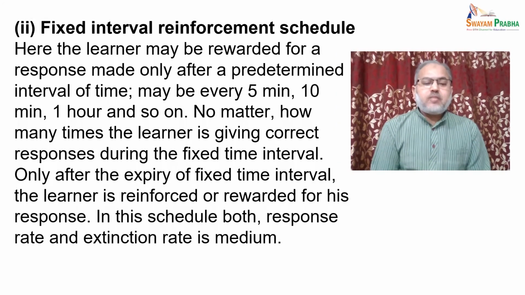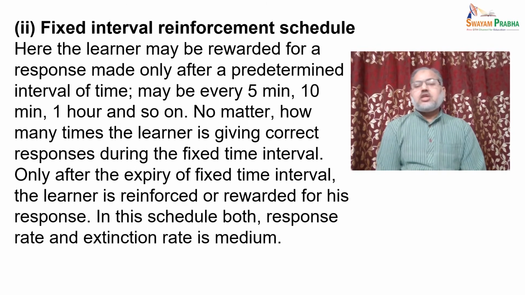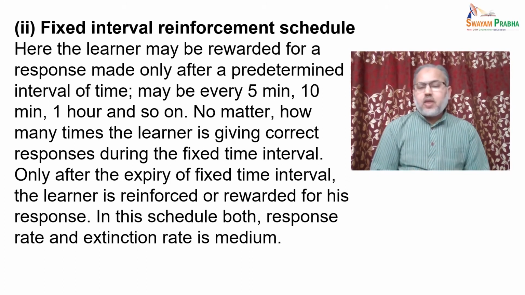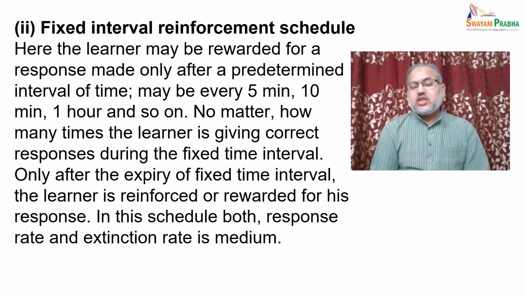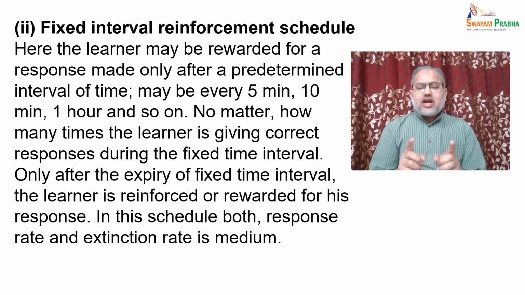The second one is fixed interval reinforcement schedule. In this schedule, the learner may be rewarded for a response made only after a predetermined interval of time, maybe every 5 minutes, every 10 minutes, every 1 hour and so on. No matter how many times the learner is giving correct responses during the fixed time interval, only after the expiry of fixed time interval, the learner is reinforced or rewarded for his response. In this schedule, both response as well as extinction rate is medium.